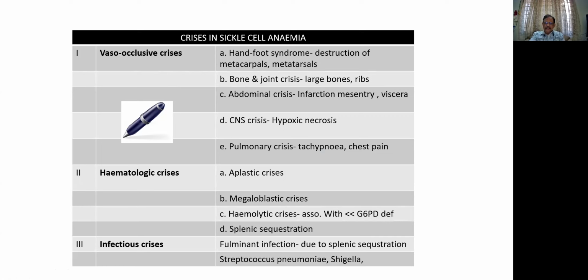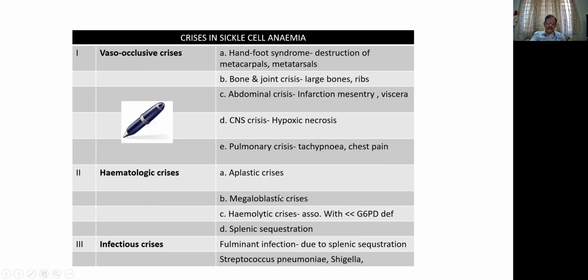Abdominal crisis: there can be infarction of the spleen, mesentery, or any other viscera. In the central nervous system, there can be hypoxic neurosis. Pulmonary crisis: the patient can present with tachypnea and chest pain. Repeated sickling can lead to aplasia. The bone marrow runs out of steam and there is an aplasia of the bone marrow.